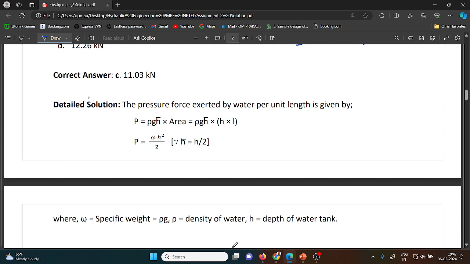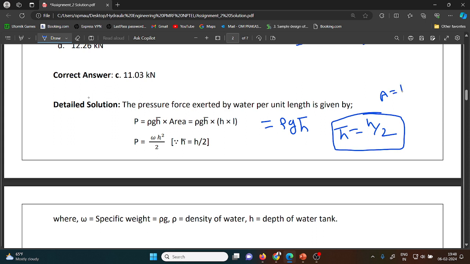So your pressure force is what? Pressure force is nothing but rho g h bar, actually not h. So h bar is nothing but the total height by 2. If you put it in, this is the pressure, but here it is asking about the area. So how much area? Area is what? Height. H into 1, sir. Yes, because it asks per unit length, that is why.